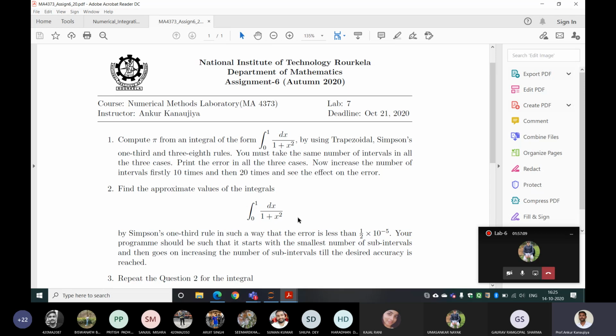But in this question, you have to keep on increasing your interval until your error is less than this value. This value will be pi only, sorry, 4 into pi by 4. So when your error is less than this number, then stop. And after that, you print also how many iterations or how many intervals are required in this case to achieve this much accuracy for this integration.